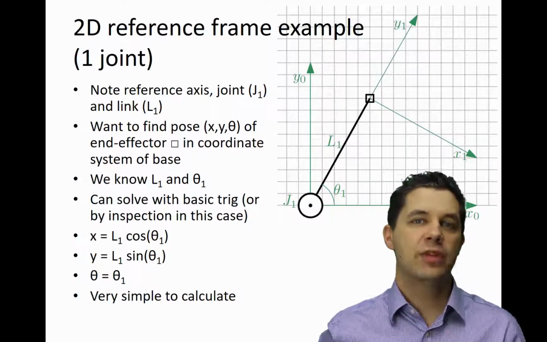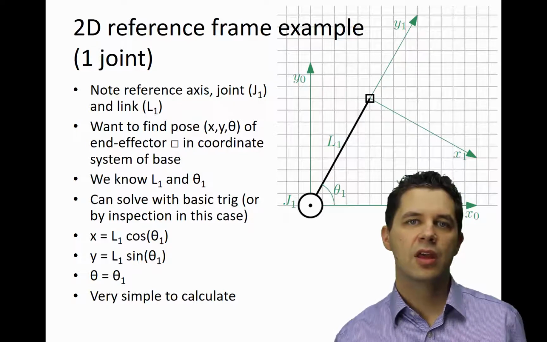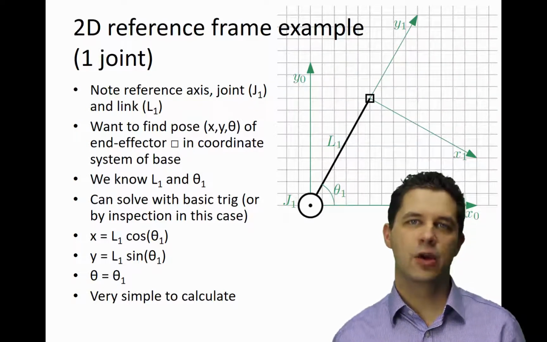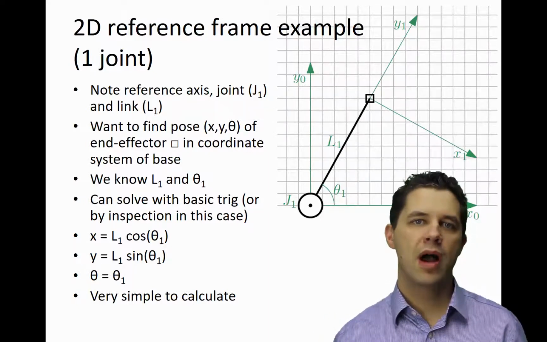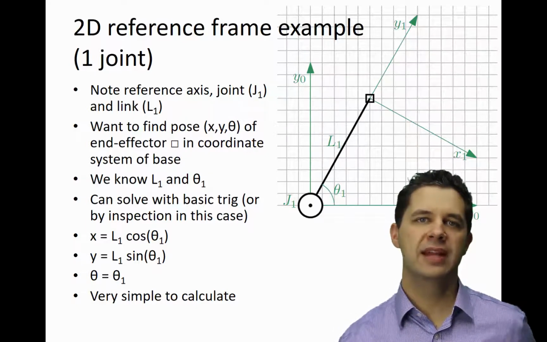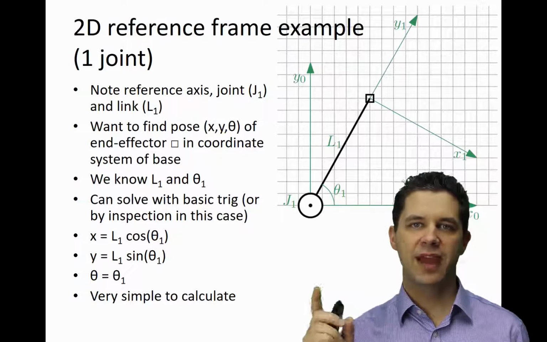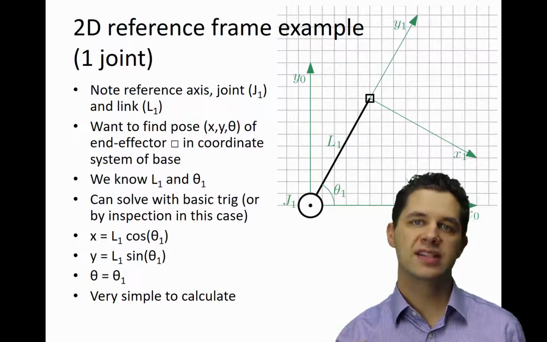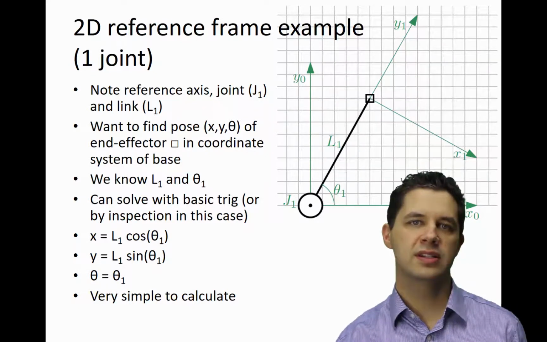So let's start with the most basic example where we have one joint. So we've got two reference frames here. One that's composed of x0 and y0, and one that's composed of x1 and y1. And essentially what we want to be able to do in forward kinematics is work out the pose in x, y, and z of the end effector, which is that square that we have up there, in the coordinate system of the base, in the x0, y0 coordinate system.